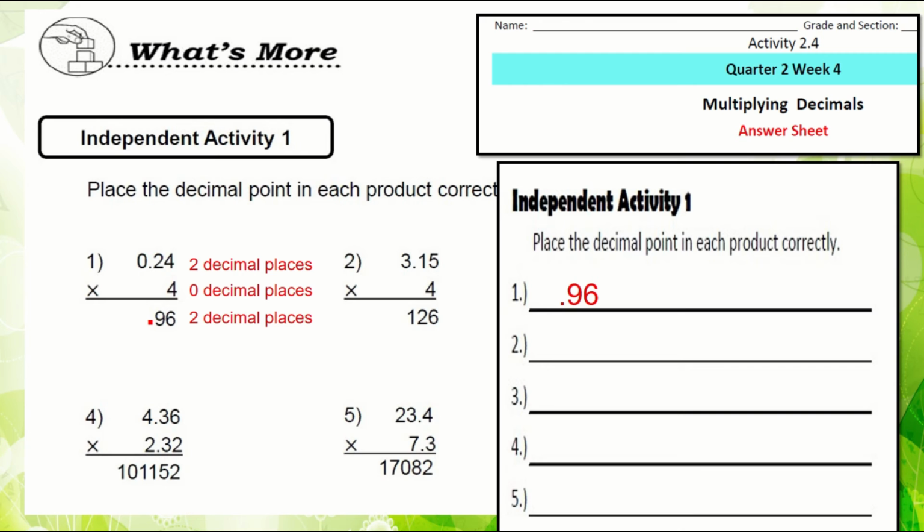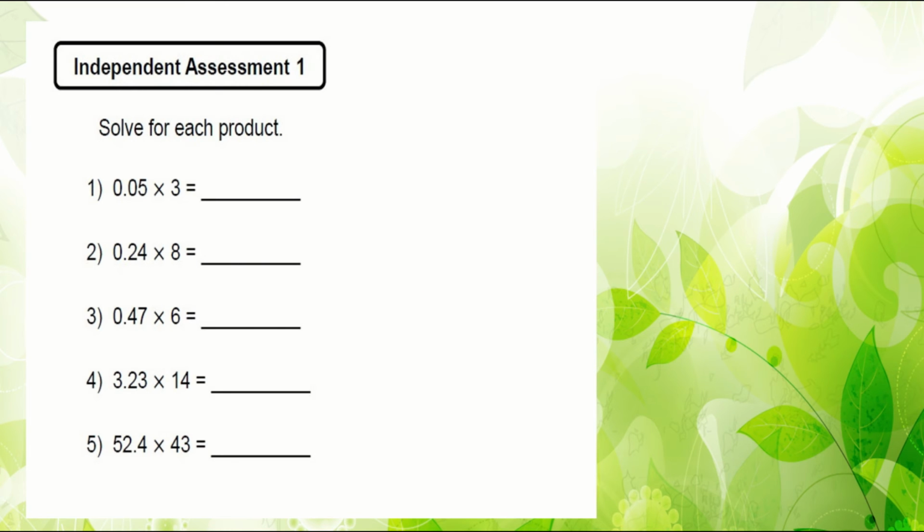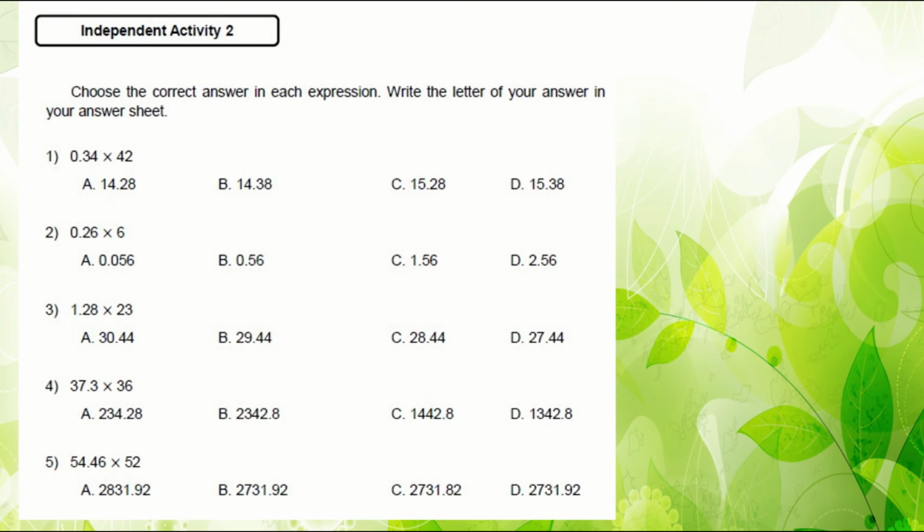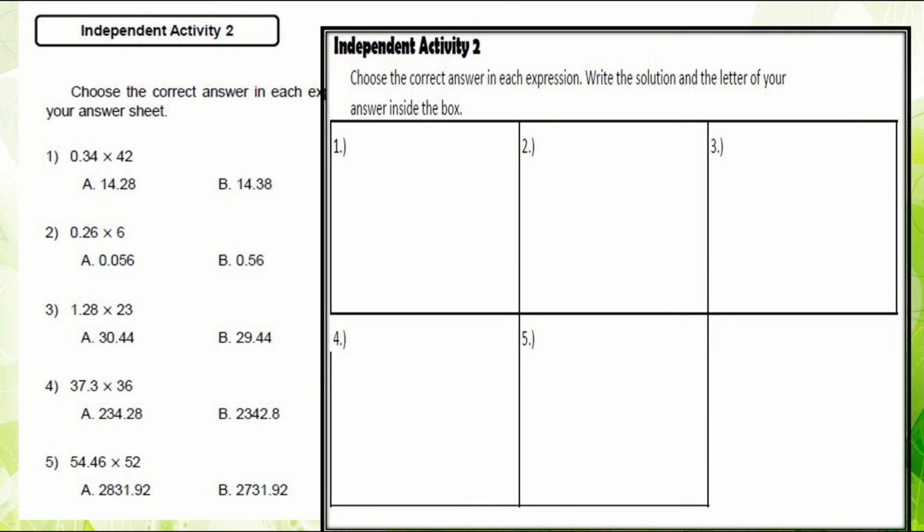So just like that. For independent assessment 1, you are going to solve for each product. You will solve it on your answer sheet. So we have this one, I will have 15. So put the decimal point and that is your answer. For independent activity 2, choose the correct answer in each expression. Write the letter of your answer in your answer sheet. So we have the answer sheet. You're going to solve it.